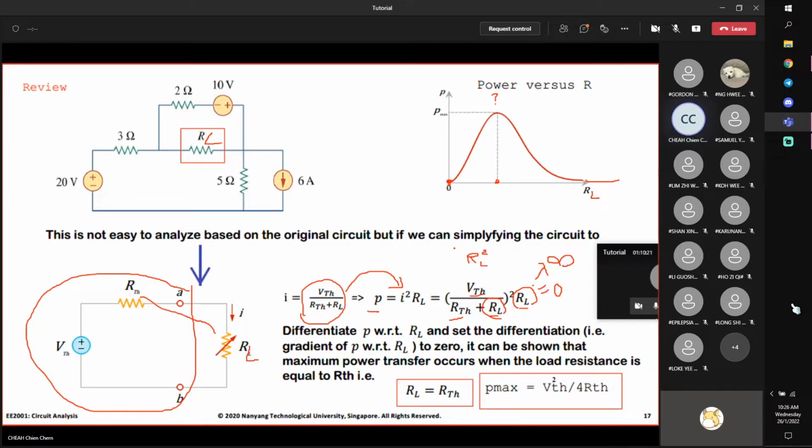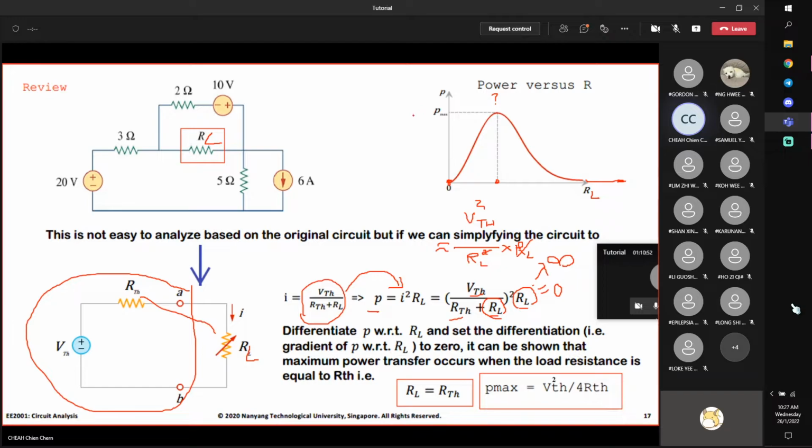If RL is very, very large, then it's much larger than RTH, so the denominator is approximately only RL squared. Then you multiply by RL. It cancels out one of them, but it's still inversely proportional to RL. Which means that this is approximately equal to VTH squared divided by RL. So as RL tends to infinity, you get 0.